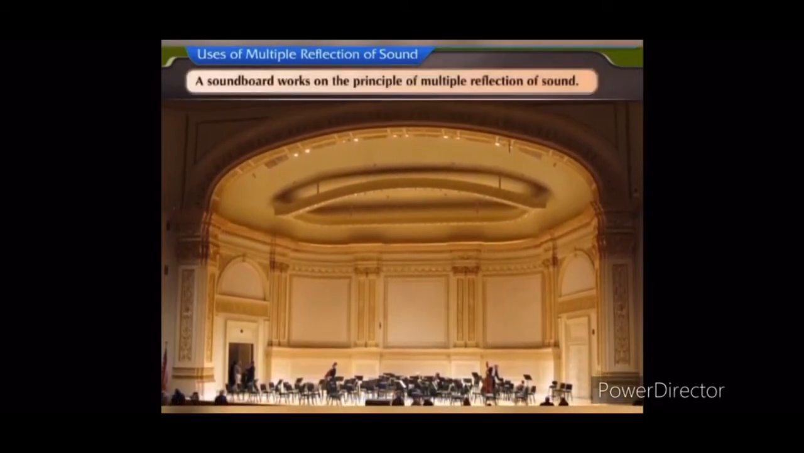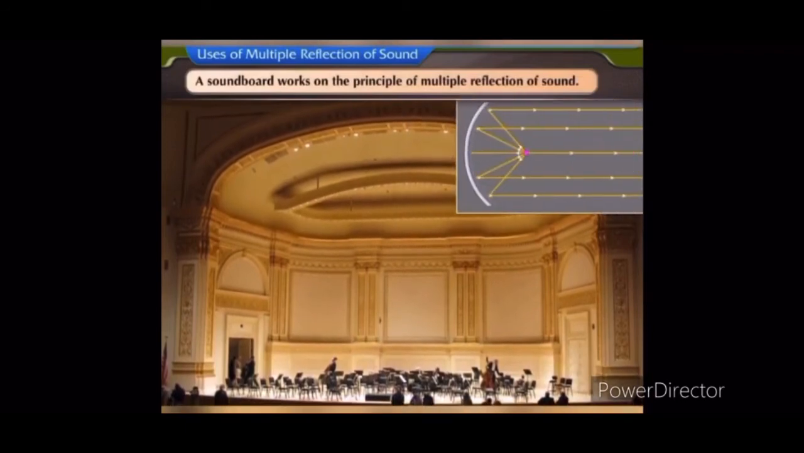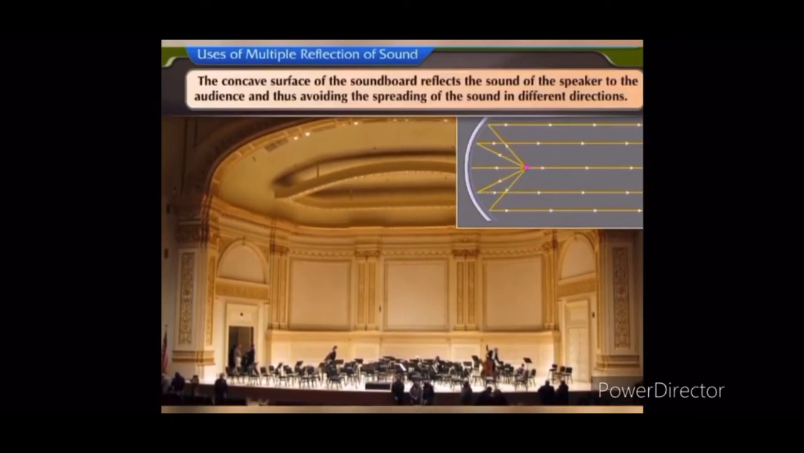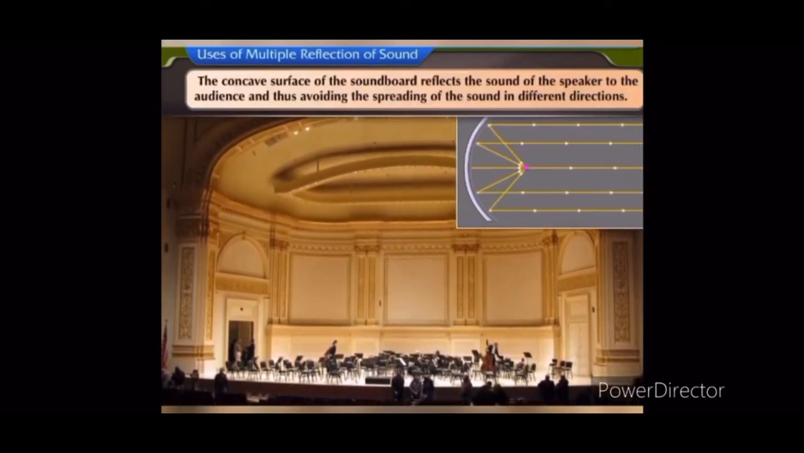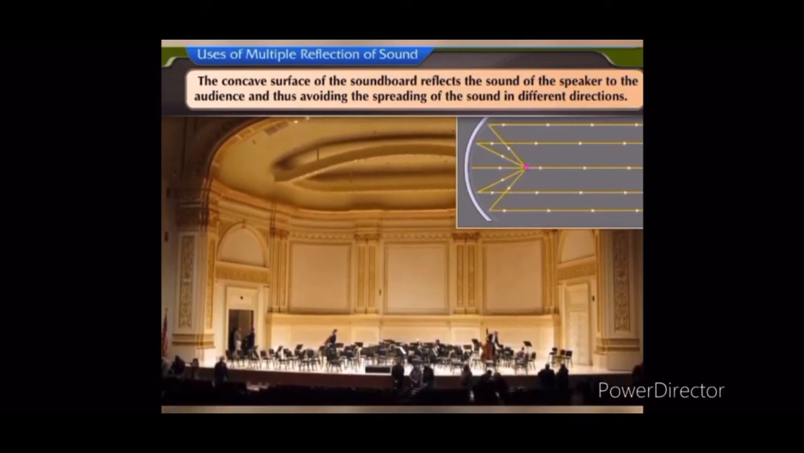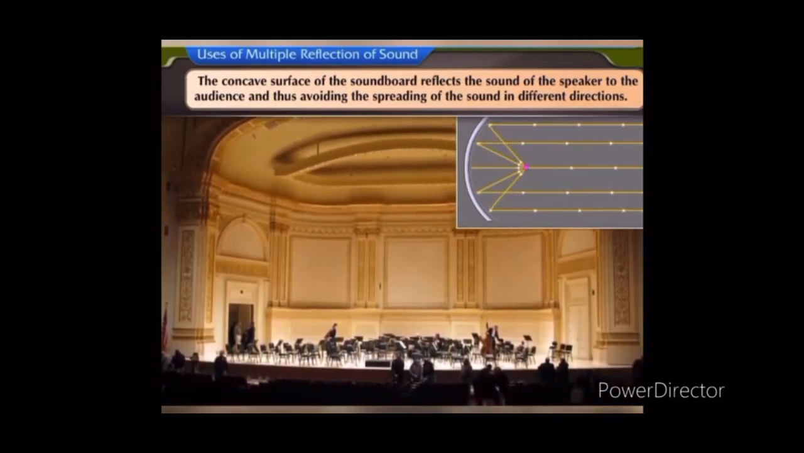A soundboard works on the principle of multiple reflection of sound. The concave surface of the soundboard reflects the sound of the speaker to the audience, and thus avoids the spreading of the sound in different directions.